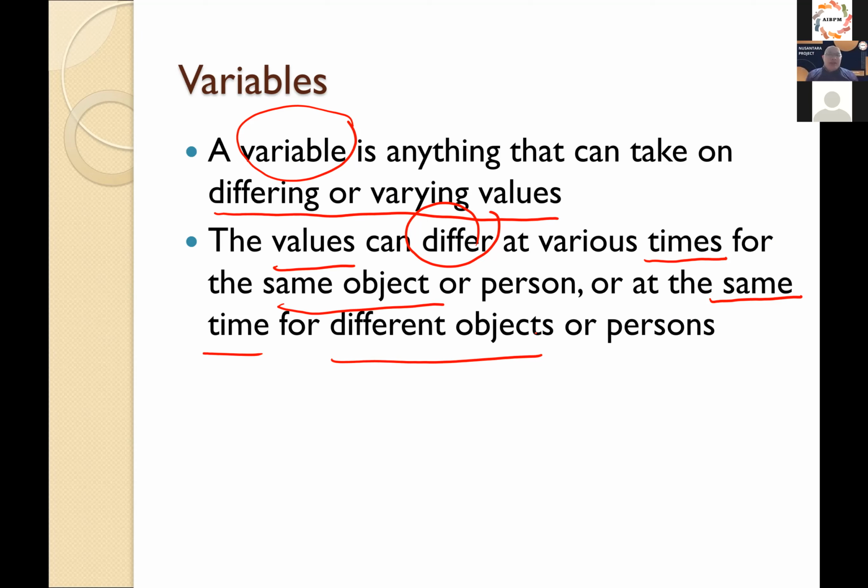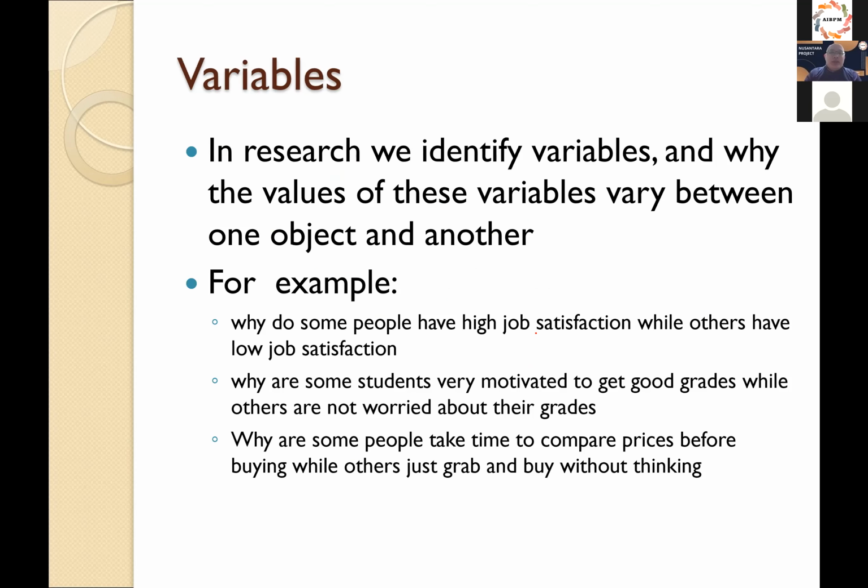Or same time, different score for different people. So that is called variables because it can contain different values. That is the meaning. So in research, we need to identify variable. Like what I mentioned earlier, you cannot simply put a variable and say that it is part of your framework. You must identify from your literature, and why the values vary, meaning why they are different.